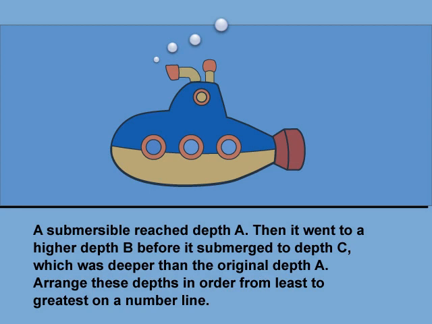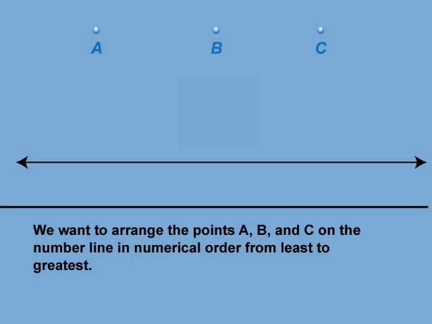A submersible reached depth A, then it went to a higher depth B before it submerged to depth C, which was deeper than the original depth A. Arrange these depths in order from least to greatest on a number line. We want to arrange points A, B, and C on the number line in numerical order from least to greatest. We know that on a number line, the lower values are to the left and the greater items are to the right.